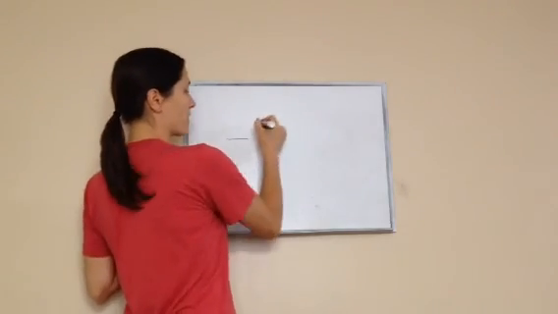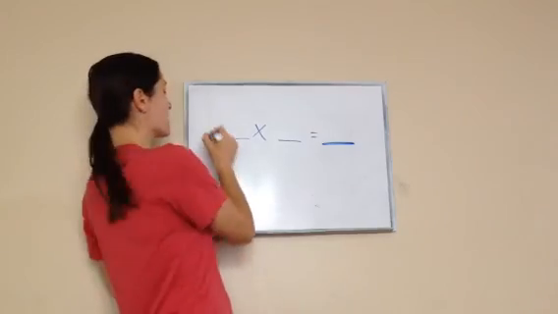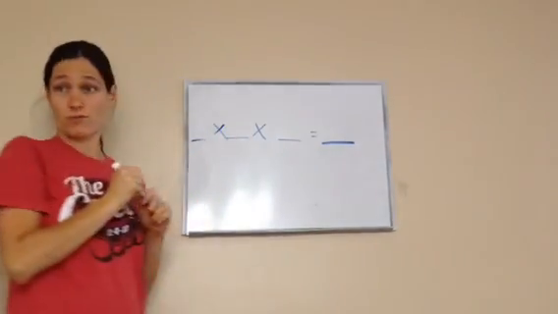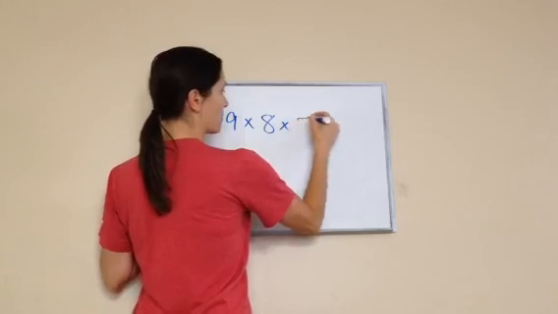Remember, a factor is something times something equals the product. Remember that? Okay, today you're going to be doing three factors. All right, so let's do this. 9 times 8 times 7.